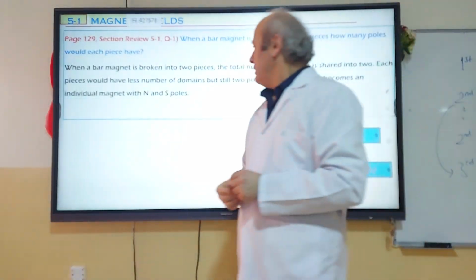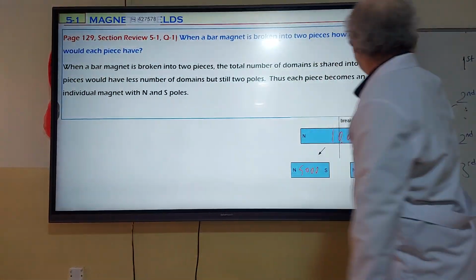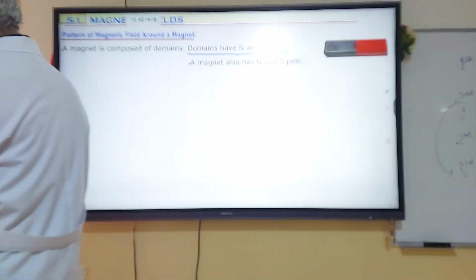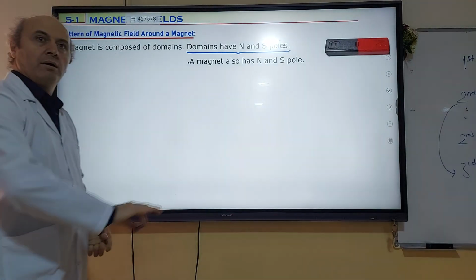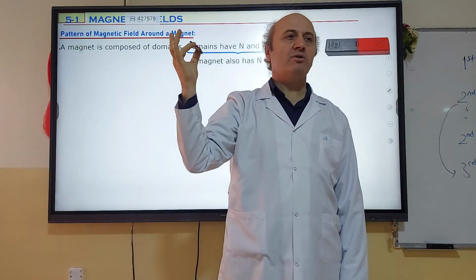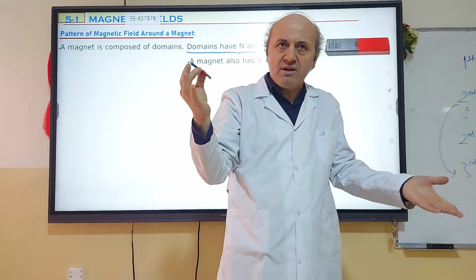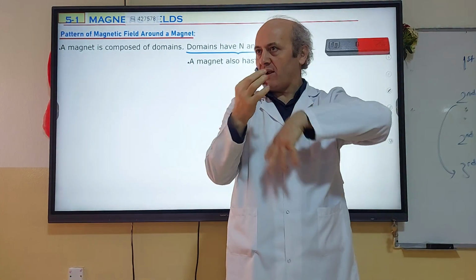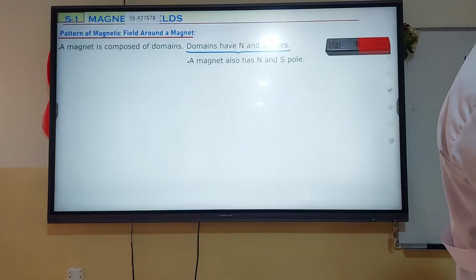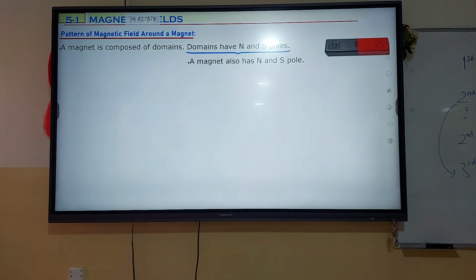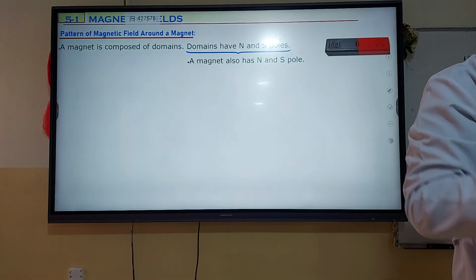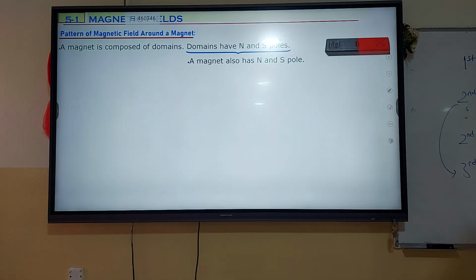Okay. So, the pattern of the magnetic field around a magnet. This is a magnet. When I hold this magnet close to a pin, you observe that it attracts. Why? Because it produces a magnetic field around. But do you see the magnetic field with the naked eye? No. But we can make it visible by using iron filings. Why iron? Because iron is a magnetic material. It can be attracted by a magnet.